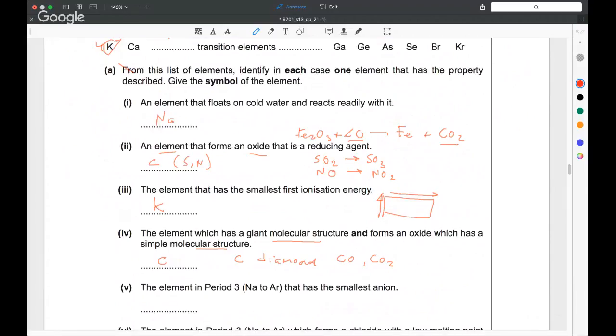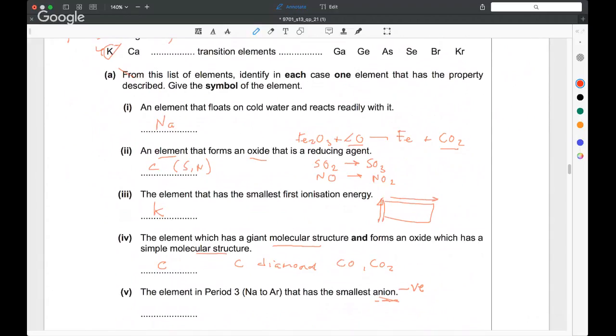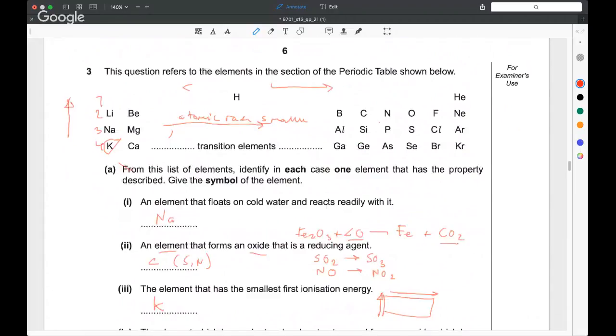Okay, so an anion is a negative ion. So that means we're going to be looking at the ions over here, yes? Because these are all cations, aren't they? Sodium plus, magnesium 2 plus. So chloride there is chloride minus, sulfur 2 minus, phosphorus 3 minus.